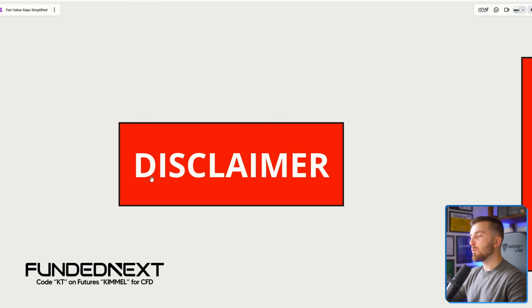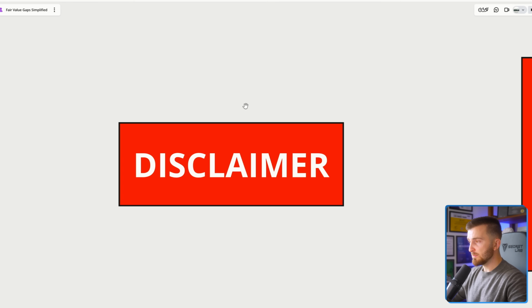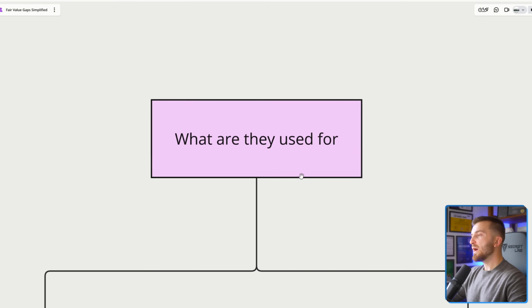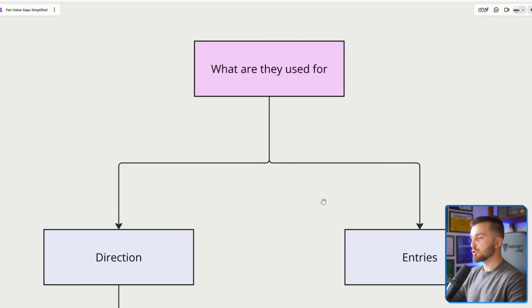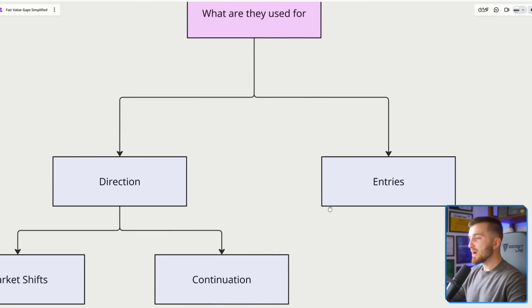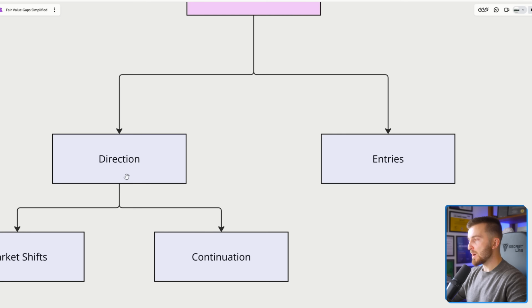And very soon I will talk about a disclaimer about fair value gaps. This is incredibly important because this is what makes or breaks traders and fair value gaps. Now, what are fair value gaps used for? Well, fair value gaps are used for 2 things. 1, marking out the direction of the market, and 2, it's for our entry models.